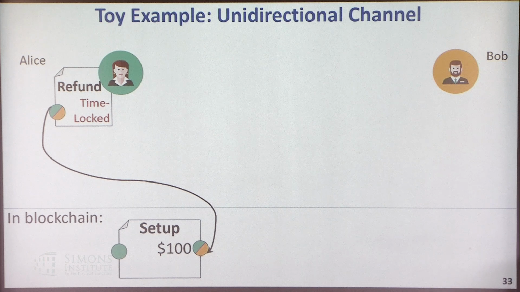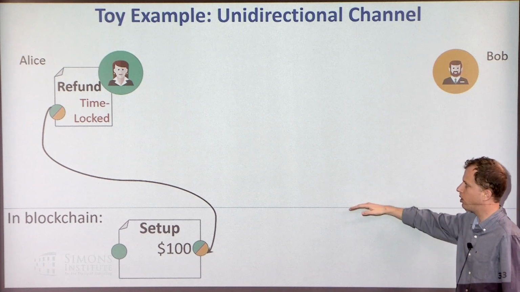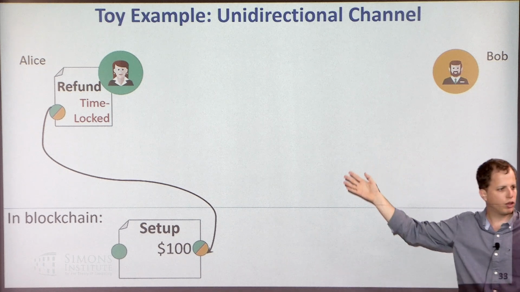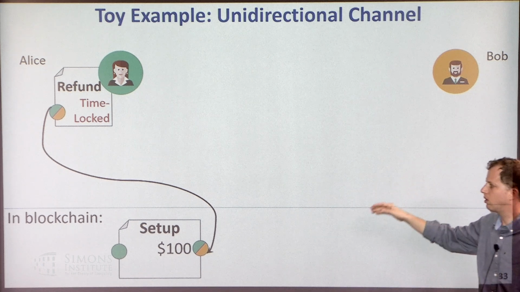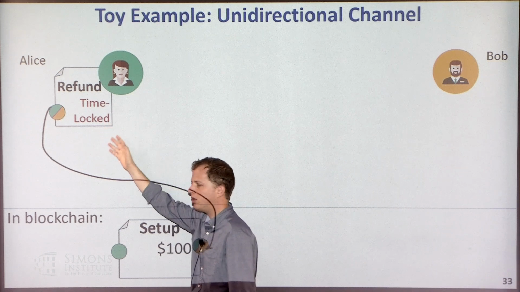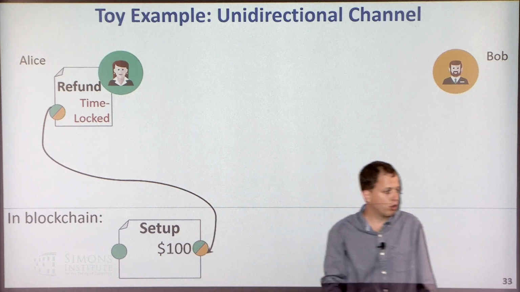The basic structure for a unidirectional channel is the following. We have Alice paying Bob. Alice places the setup transaction. Everything below the blue line is on the blockchain. Everything above the blue line is not on the blockchain, but can be placed on the blockchain if there are sufficiently many signatures. So Alice gets this refund transaction that is time locked. After, say, 1 month, if Bob disappears, she can place it on the blockchain and get her money. This is not the desired scenario.